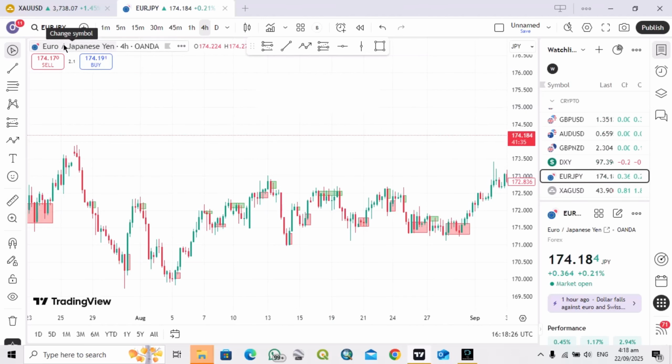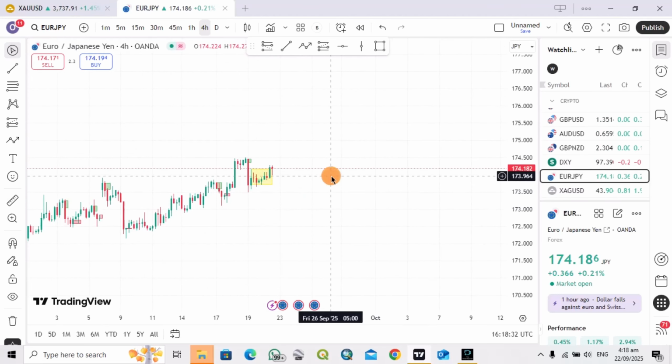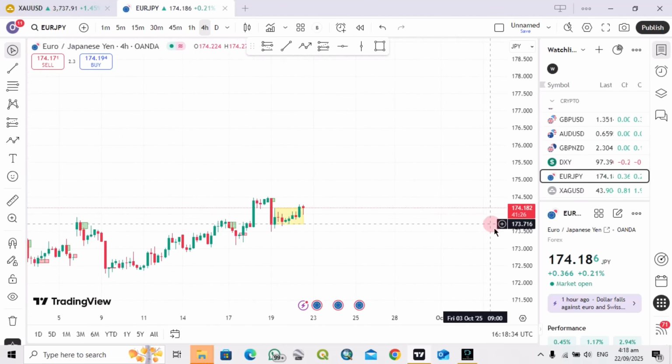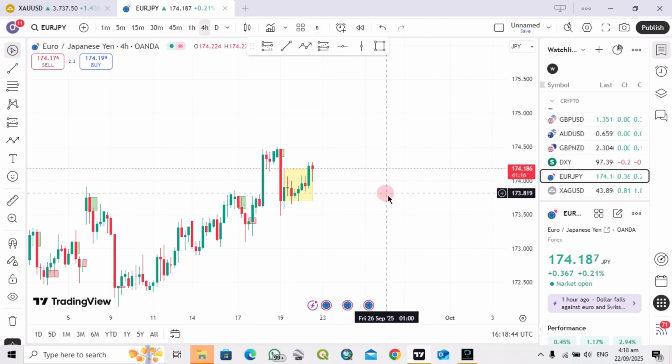So you can see that the euro is being bought by the Japanese yen, right? Currently, one euro is bought in Japan with 174 yen. So that is how they are buying the euro in Japan, right?